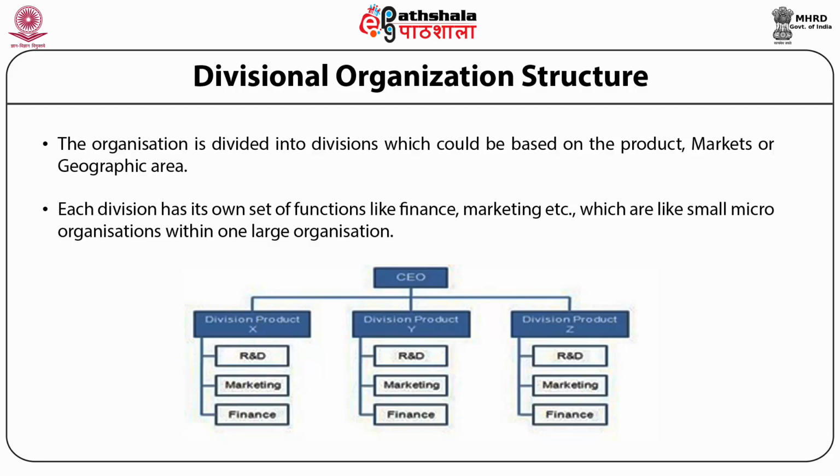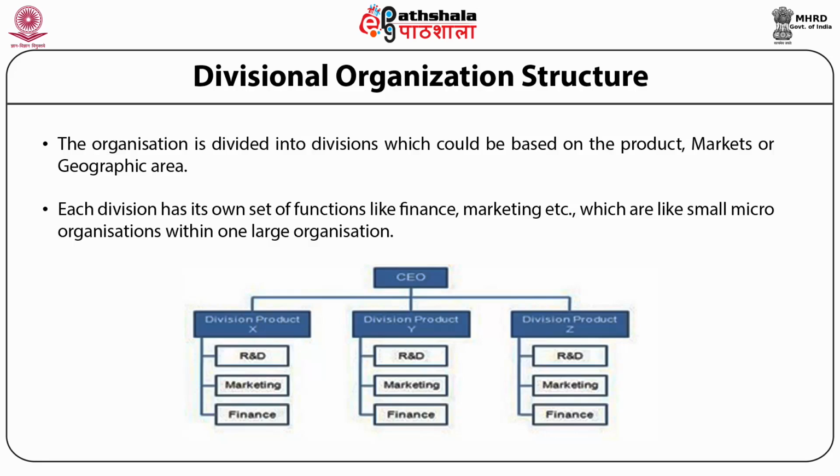Division for product X, division for product Y, division for product Z. Under the division product X, you can have R&D, research and development, marketing, finance. For each and every division, we can have different functions, or we can have the same functions for different divisions. The divisions can be like the clothes division, the foods division, or the handicrafts division, as the company might have.